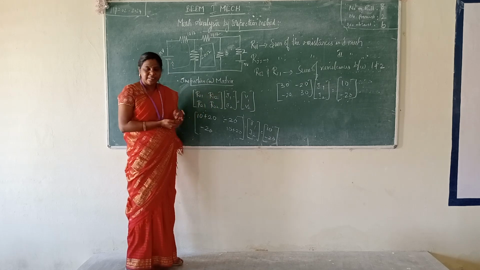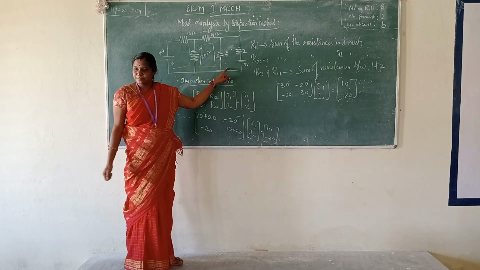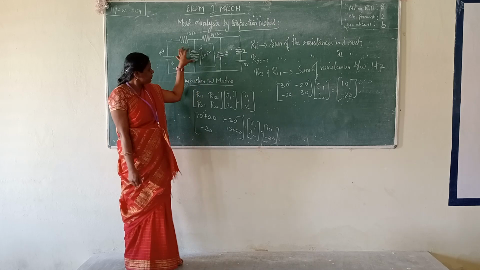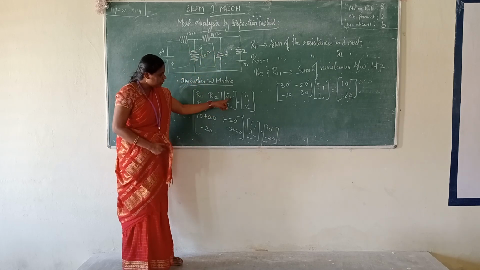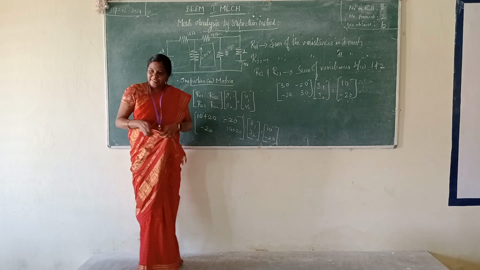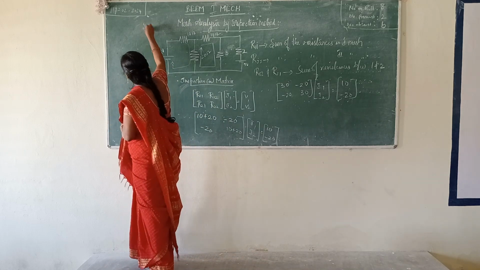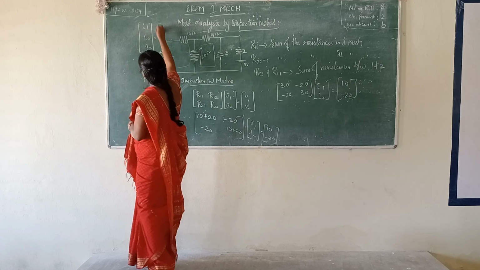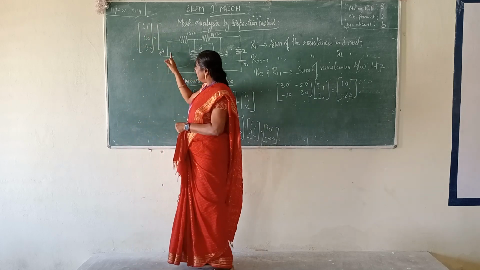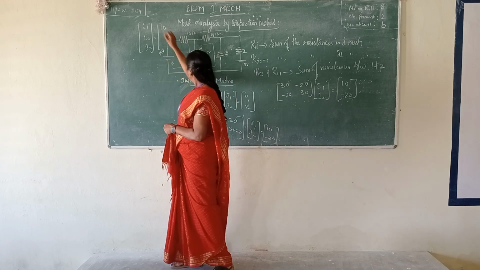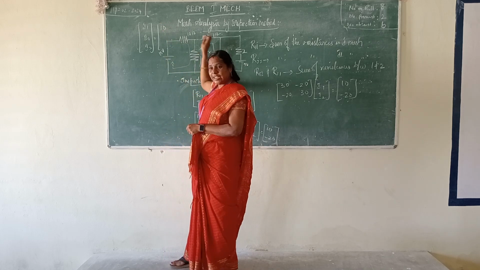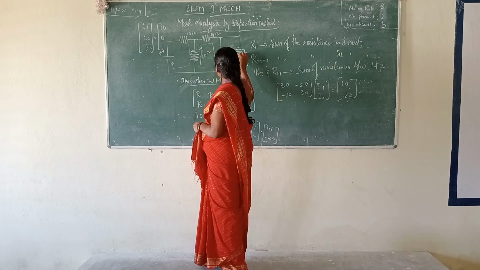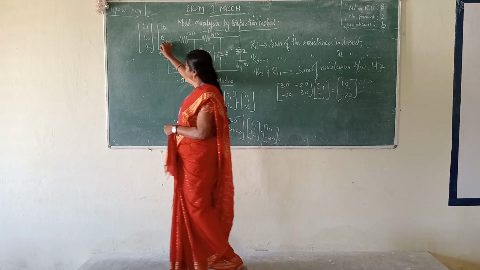Now, the inspection method. There are 3 loops, so how many currents? 3 meshes means 3 currents, so you should put I1, I2 and I3, equal to V1, V2, V3. V1 is again plus 10. V2: there is no voltage source in the second loop, so it is 0. V3 is minus 5.